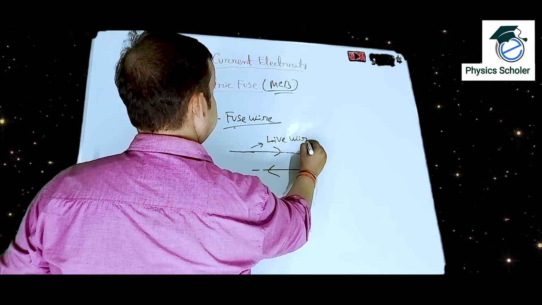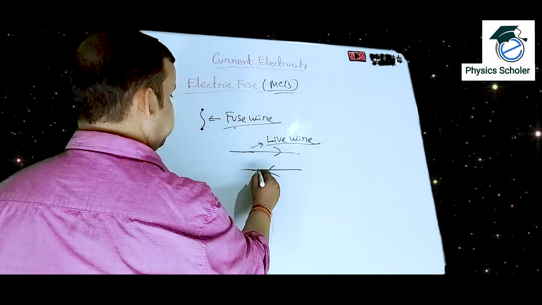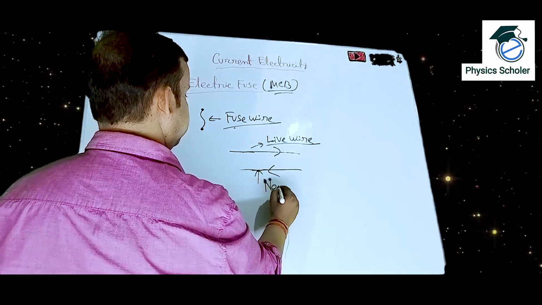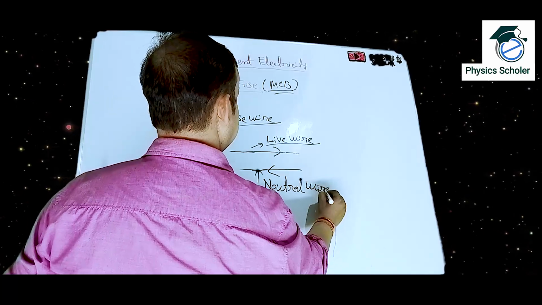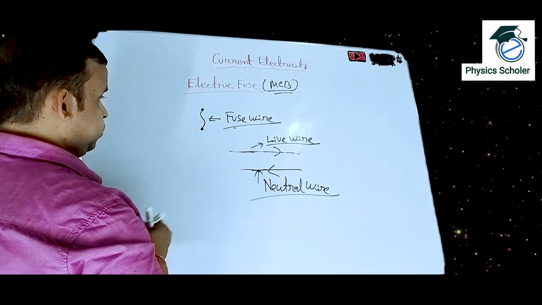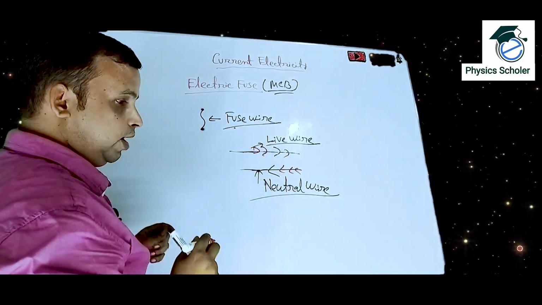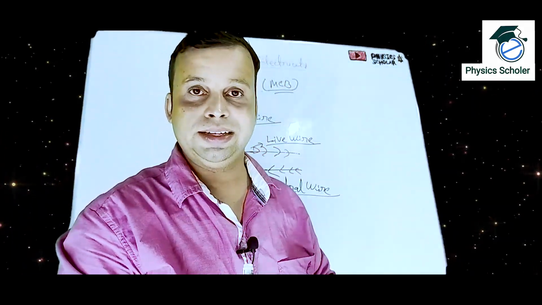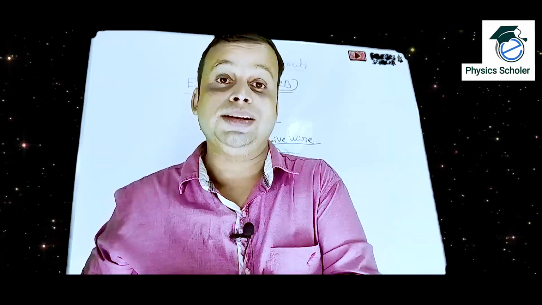The path through which the current is coming out from the circuit is known as the neutral wire. The path through which the current is entering a circuit is known as the live wire. So the live wire is the entry path of the current in a circuit and the neutral wire is the exit path of the current from a circuit.